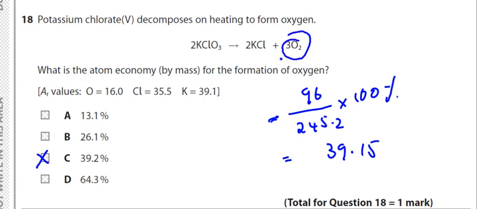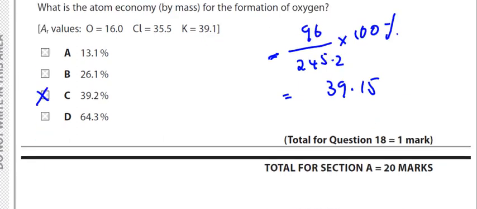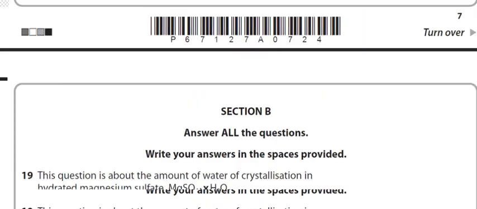So percentage atom economy is the molar mass of the desired product, here oxygen, divided by the molar mass of all the reactants or all the products. So that's the end of section A.